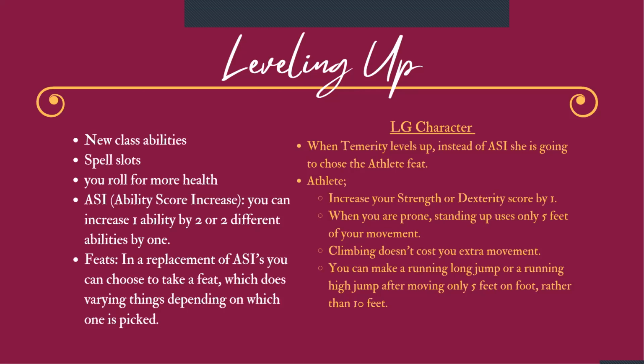For Temerity here, when she leveled up, instead of an ASI, she went for a feat. She decided to take the Athlete feat, which increases your strength or dexterity by 1, and does a bunch of other things, such as when you're prone, standing up only costs 5 feet of movement. Climbing is easier and doesn't cost you extra movement, so you get a climbing speed, and you can make a running long jump or high jump after moving only 5 feet, rather than getting a running start.